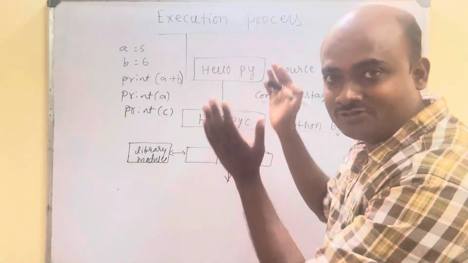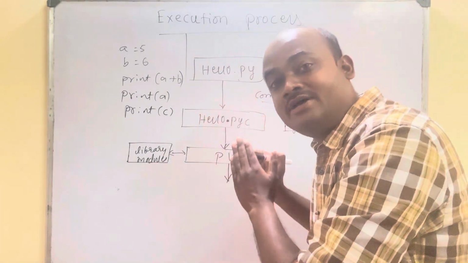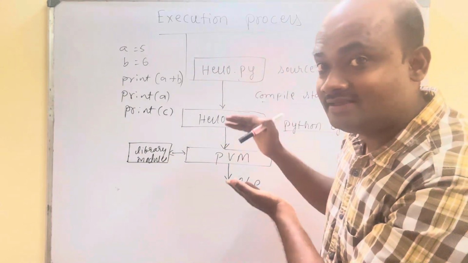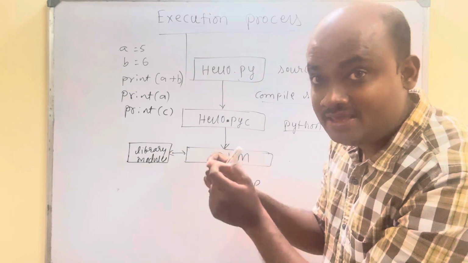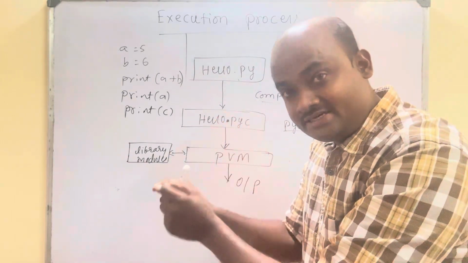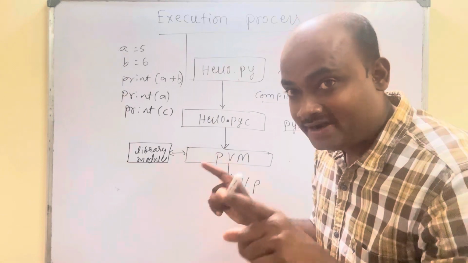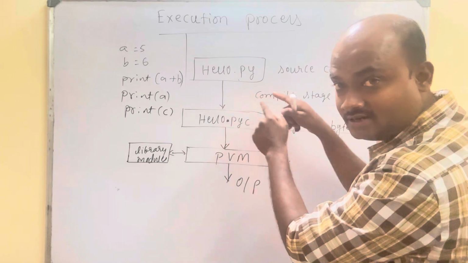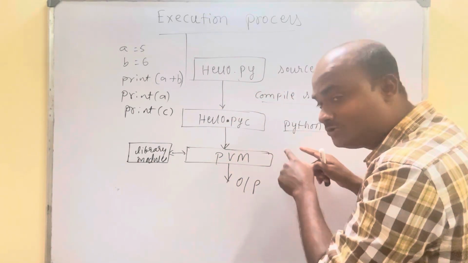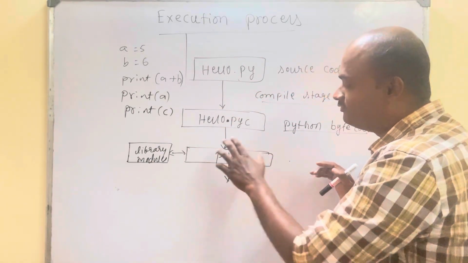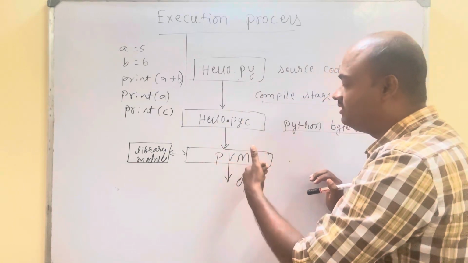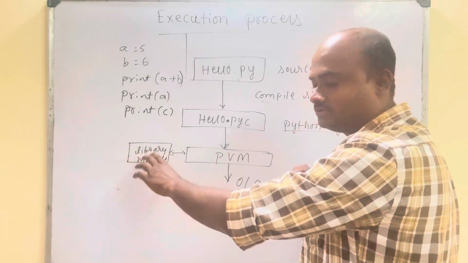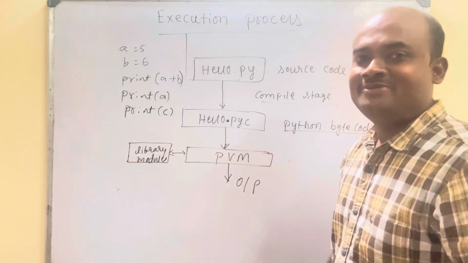So the complete code conversion from the source code to the output has two stages. One is the compiler stage, inbuilt, and then the interpreter stage. Any syntax or language error, there is no bytecode generated. If no syntax error, bytecode is generated and the code is run line by line. Of course, the Python virtual machine is also connected with the libraries. So in sync with the libraries, it is going to generate the output.